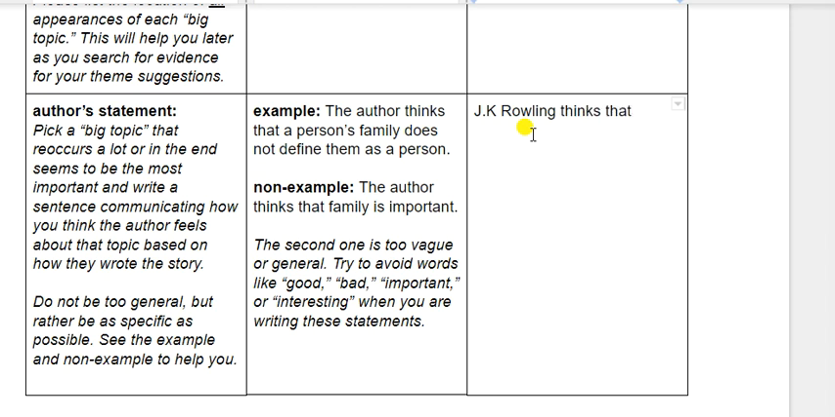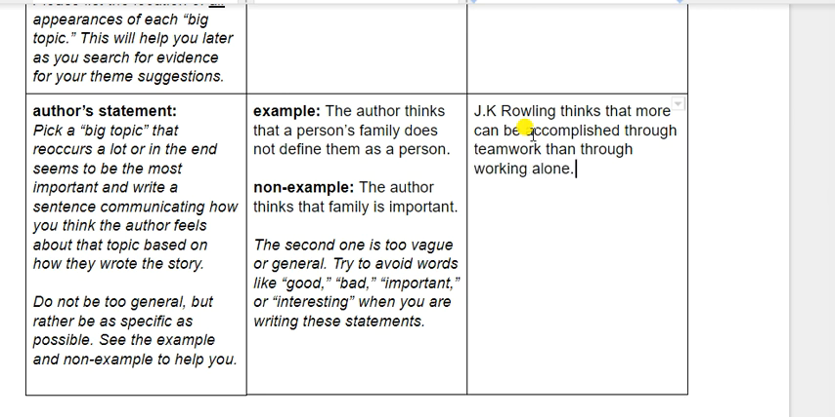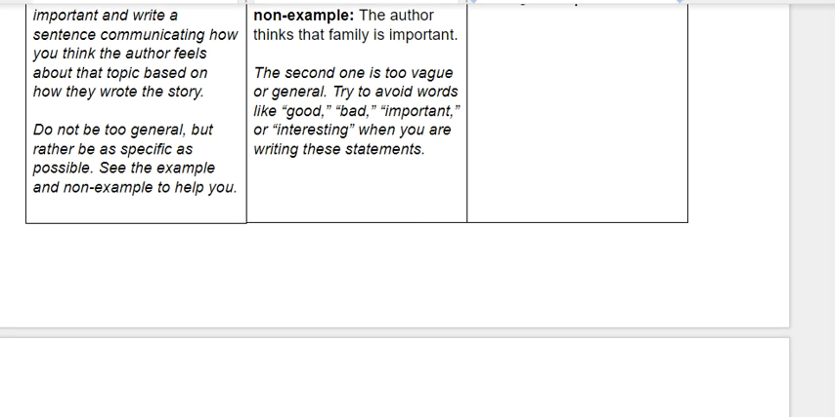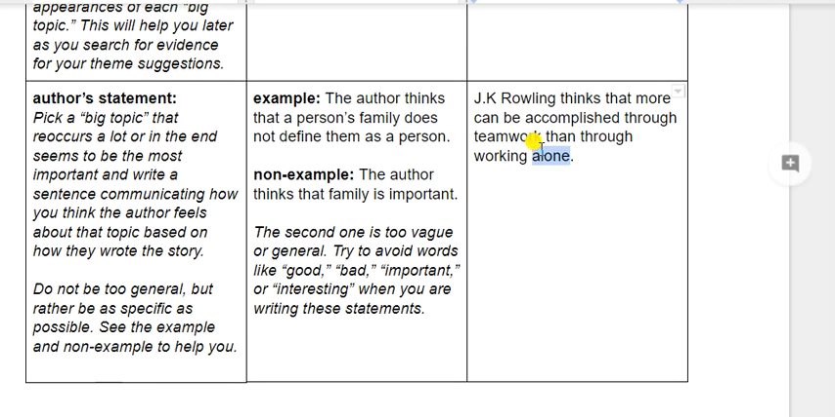thinks that, and then I would just make a statement. What do I think through Harry Potter she is trying to communicate about the idea, the concept of teamwork? Thinks that more can be accomplished through teamwork than through working alone. Okay, that works. So that is my statement, my author statement.